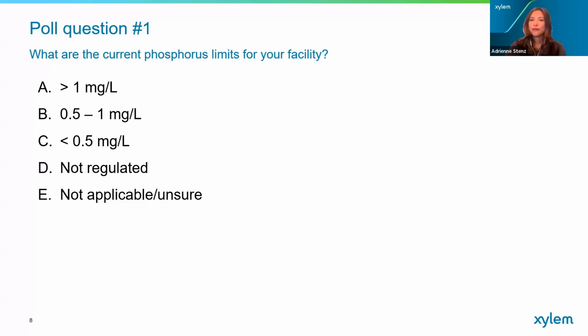All right, now we're going to do a quick poll question. So Shannon, if you could put this up. What are the current phosphorus limits for your facility if you do work at a wastewater facility? Are they greater than 1 milligram per liter, between 0.5 to 1 milligram per liter, less than 0.5 milligrams per liter? Do you not have a phosphorus limit, or is it not applicable to you? We've got several responses coming in here. I'll give you just a few seconds.